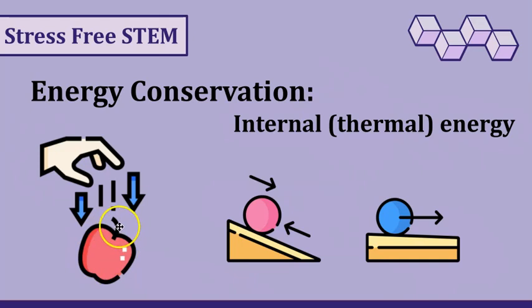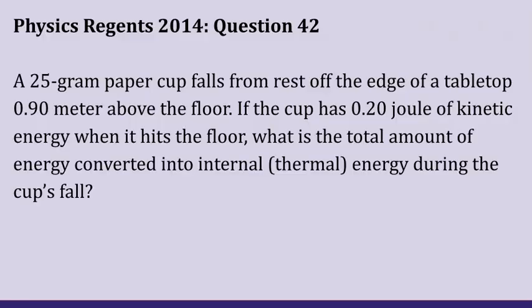In the problem we're going to do today, it's actually something falling. So there's still technically friction, it's just friction with the air. So it's a lot less. And you'll see that the numbers we use today are going to be a lot smaller than usual. So this is a physics Regents question from 2014.